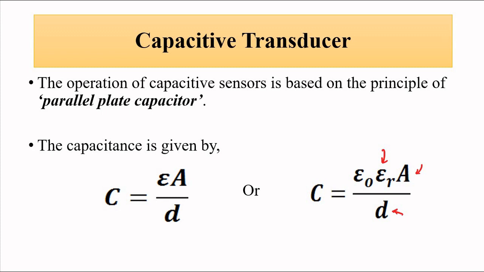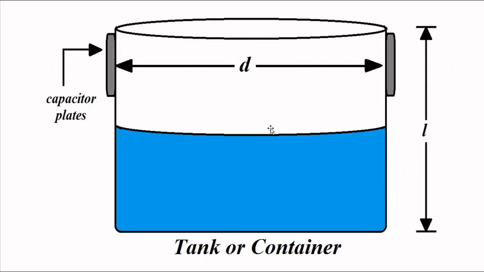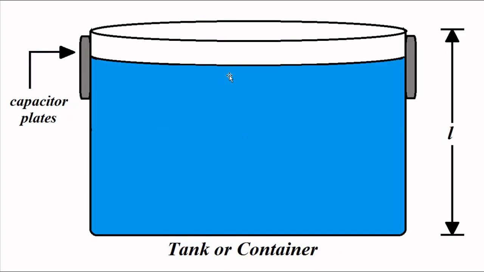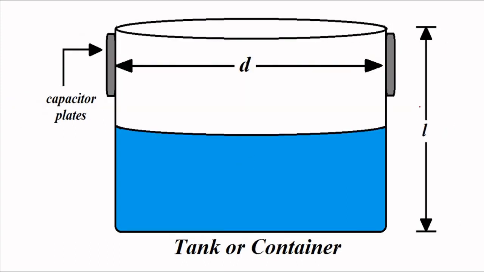Then the third way is through permittivity change. Here, in the container, along the walls of the container, the capacitor plates, the sensor plates, are connected. As the liquid level goes up and down, the medium between the two plates is filled with the liquid, which leads to change in permittivity.